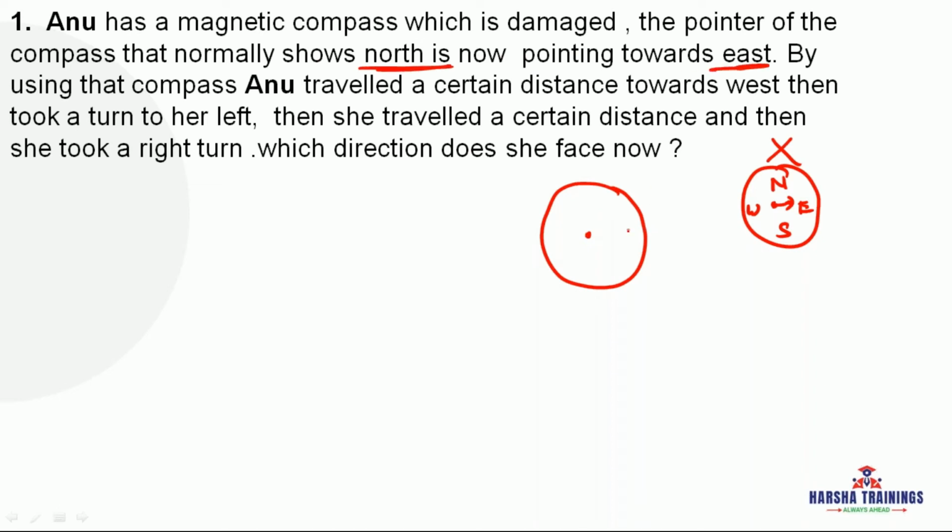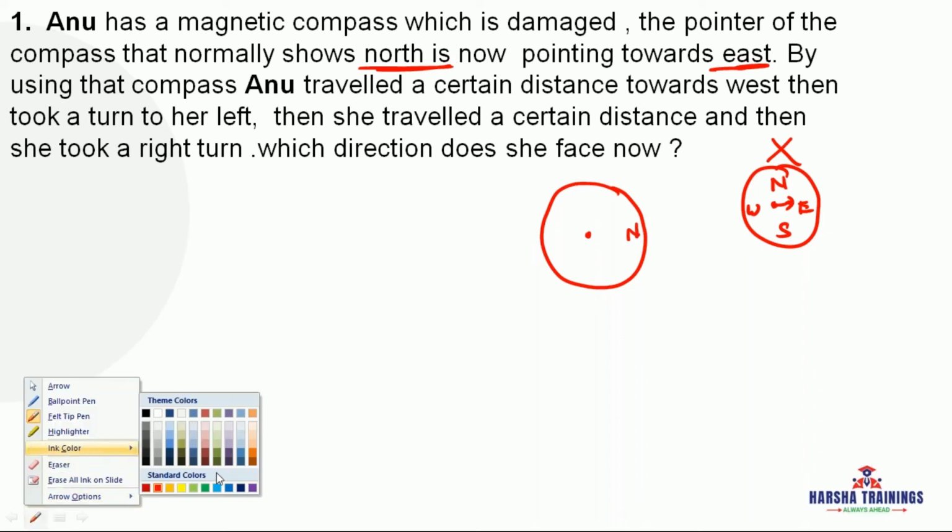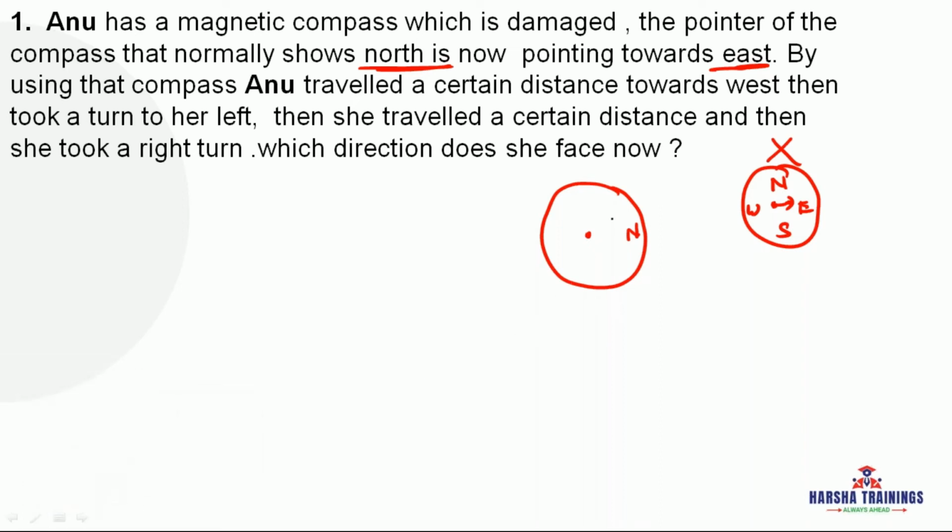Okay, so north is now pointing towards which side? East side. Got my point, all of you? So north is now pointing towards east side. By using the compass, north's right hand side is always east side, right? East is here. Right hand side is east, and north opposite is south. South opposite is west. Okay, a magnetic compass looks like this.